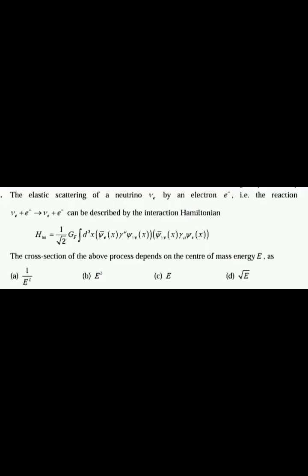The next question is, the elastic scattering of neutrino nu e by the electron, that is the reaction nu e plus e minus gives nu e plus e minus, can be described by the interaction Hamiltonian H is equal to 1 by root 2 into G_F integral over d³x into ψ̄_e(x) γ^μ ψ_νe(x) ψ̄_νe(x) γ_μ ψ_e(x). The cross section of the above process depends on the center of mass energy E as dash.